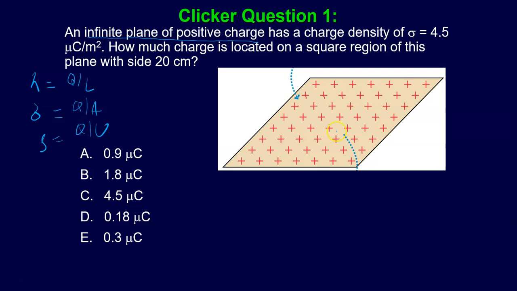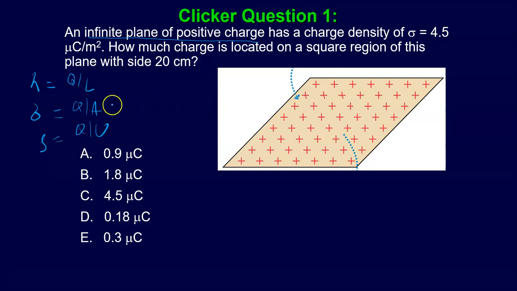In this particular case, we have an infinite plane of positive charge, and it has a charge density of 4.5 microcoulombs per meter squared. I want to know how much charge is located on a square region of this plane with side 20 centimeters. So think about this one, and we'll talk about it in a second. Maybe pause and try this. This is an important one to make sure you understand before we move forward.